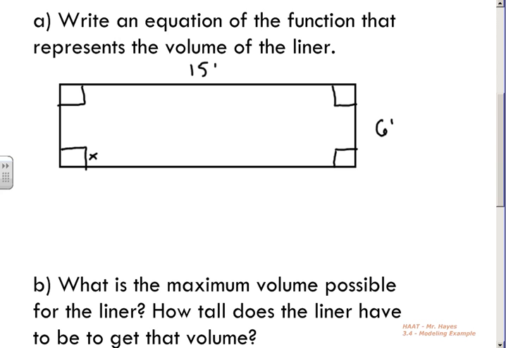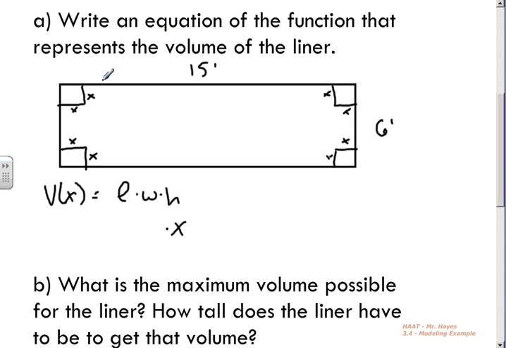We don't know how big each of these notches is going to be, so we're going to call them x. That's actually going to become the height of the liner, because remember this is going to be folded up. So for our volume, length times width times height. Welcome back to geometry. The height we know is going to be x.